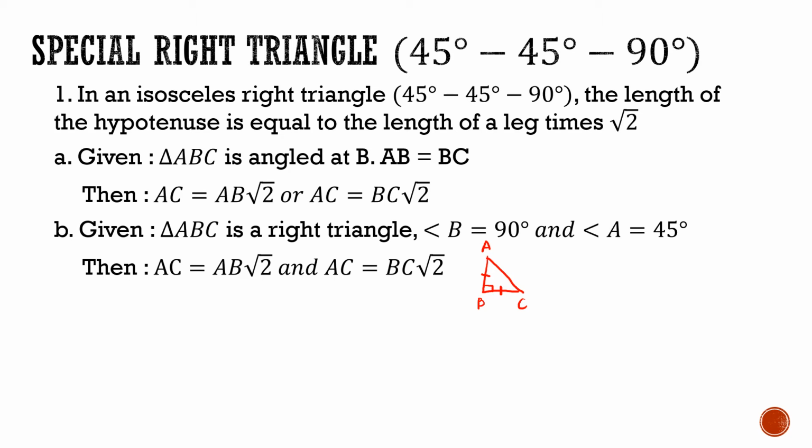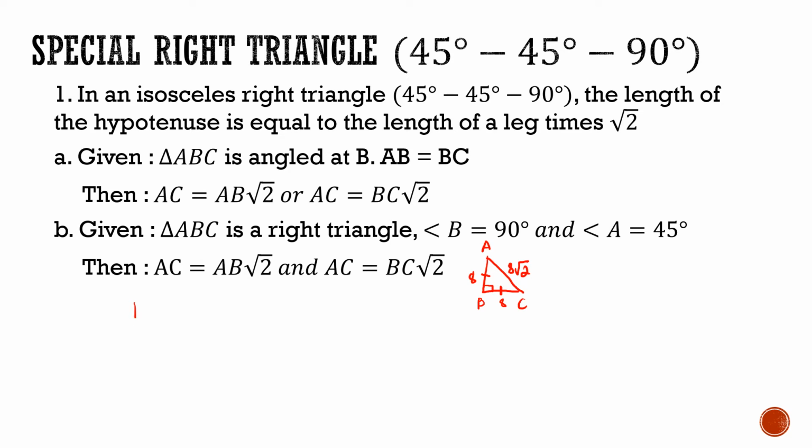The definition of the special 45-45-90-degree right triangle only states that the measurement of the hypotenuse will be whatever the measurement of one side of the given right triangle is, times square root of 2. For example, side AB is 8. Therefore, side BC is also 8. Now, to get the hypotenuse, I will simply multiply one side of the given right triangle by square root of 2. So, AC is 8 square root of 2.